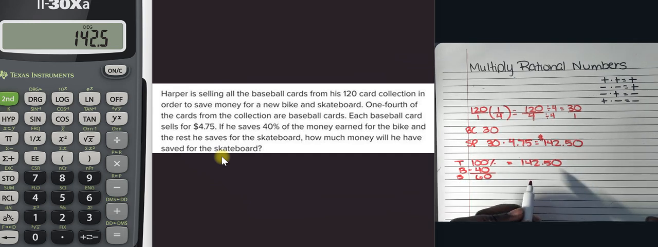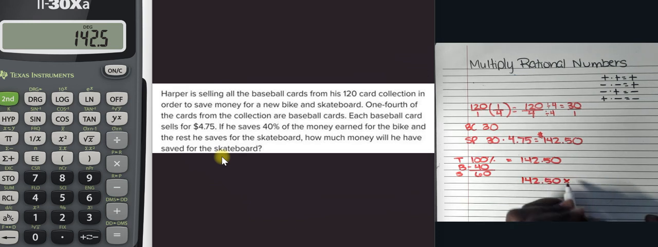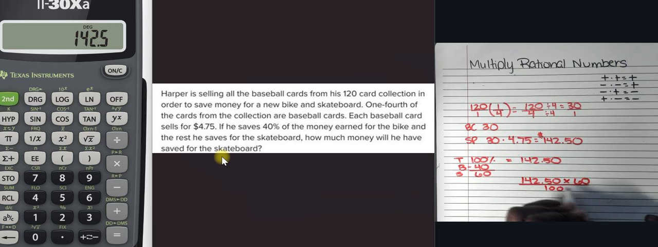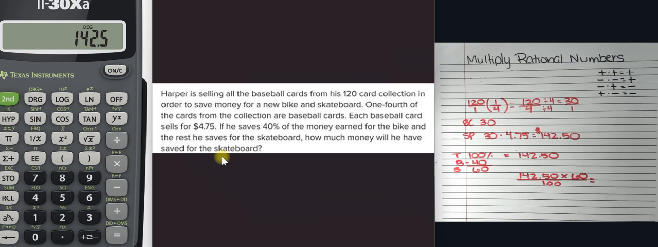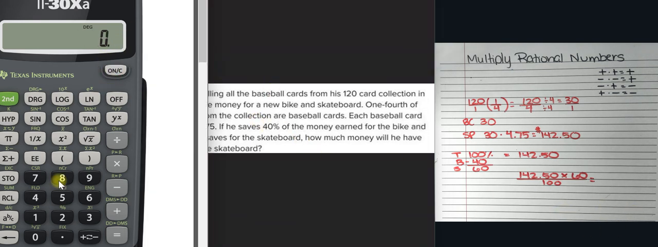Okay. So what we are looking for is 60% of his total, right? So to find that, we could do $142.50 times 60%. So 60 over 100. And that will tell us how much he has to save. So we're going to say 142.50 times 60.